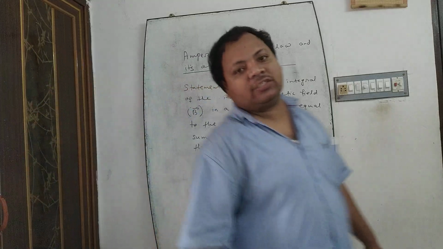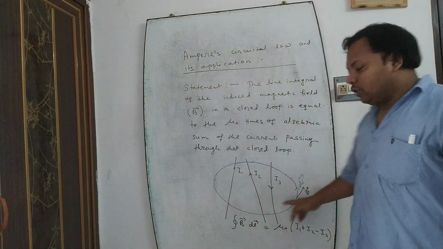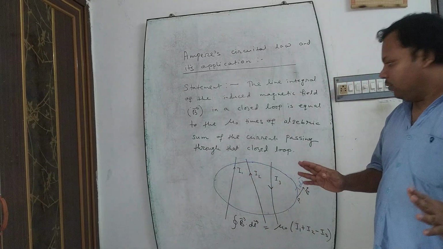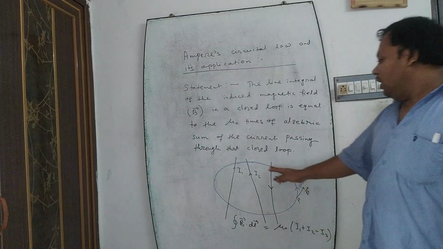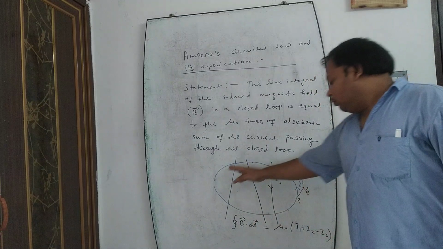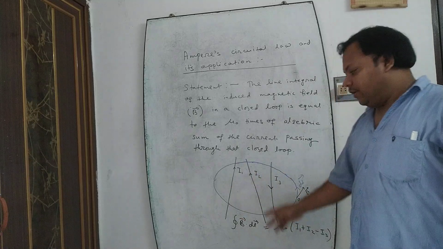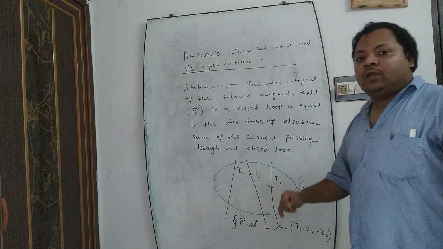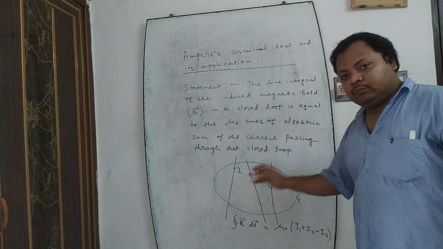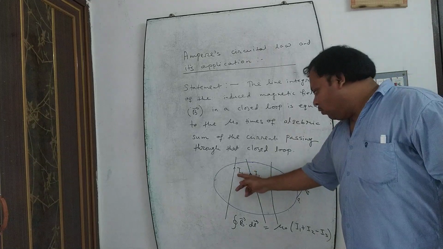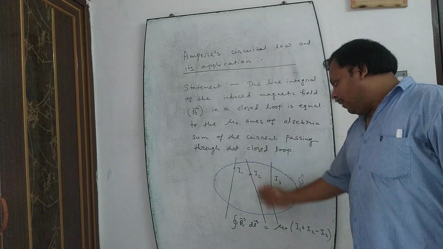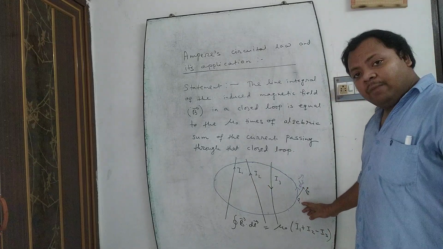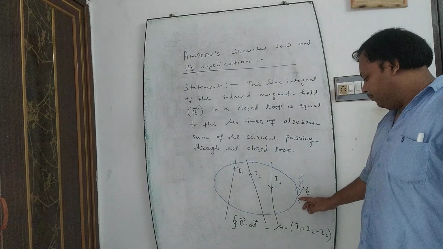That is, let us consider this is a closed loop and this closed loop is denoted by L. Okay, and I draw it with the blue line, and this black line indicates the direction of the flow of current. Okay, I1, I2 and I3 pass through this closed loop L. P be a point on this line.